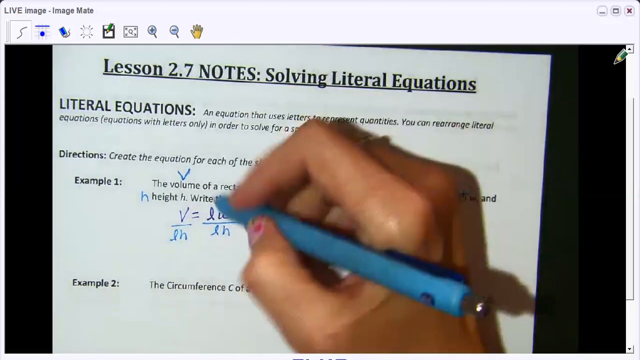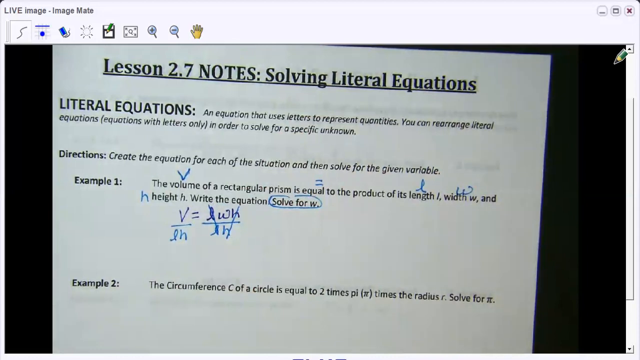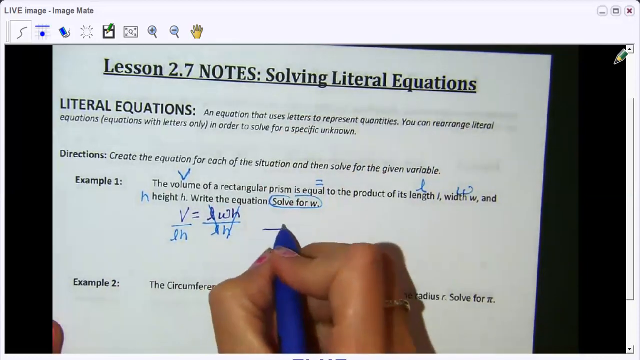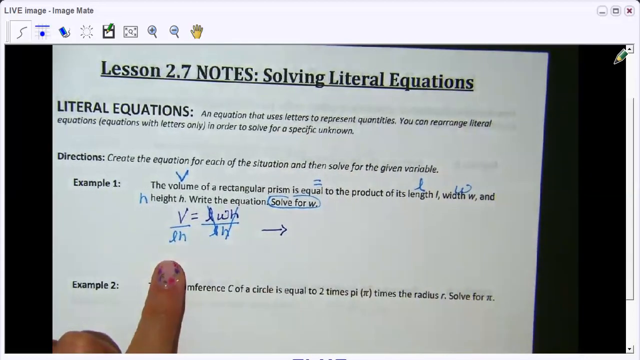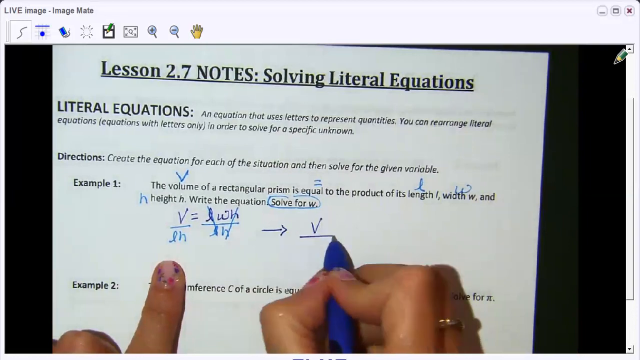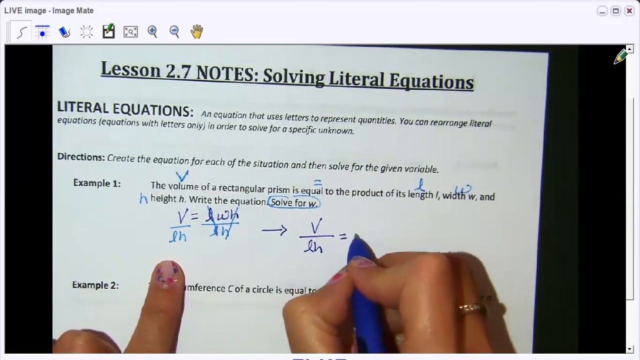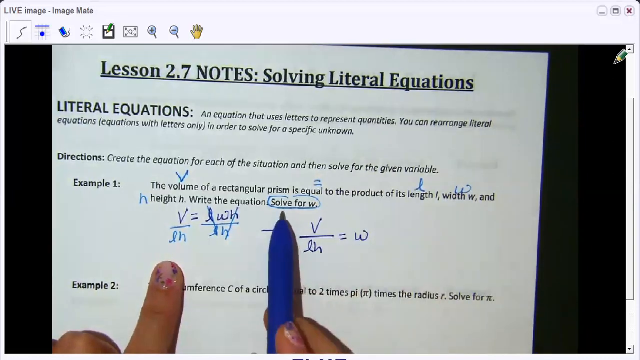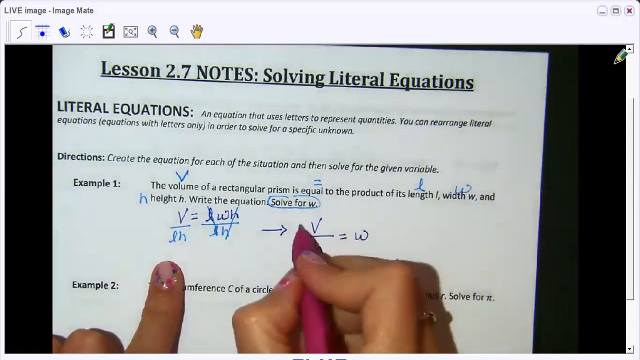By doing this, we're getting rid of the L and the H on this side, and now we have isolated W. So the correct new equation would be volume over length and height equals width. So we have solved for W. So this would be our final answer.